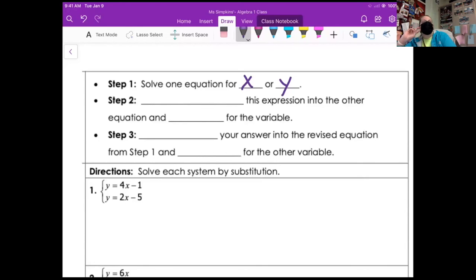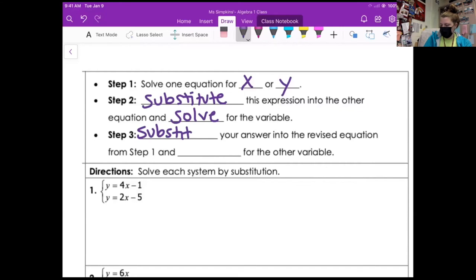So step 2 and step 3 are the same exact thing. You're going to substitute, hence the name substitution, and solve to get one of the variables. And to get the other variable, we have to, again, substitute and solve. Because remember, when we're graphing, a solution was x comma y. There were two numbers. Same thing's going to happen here. Our answer is going to be some x and some y value.